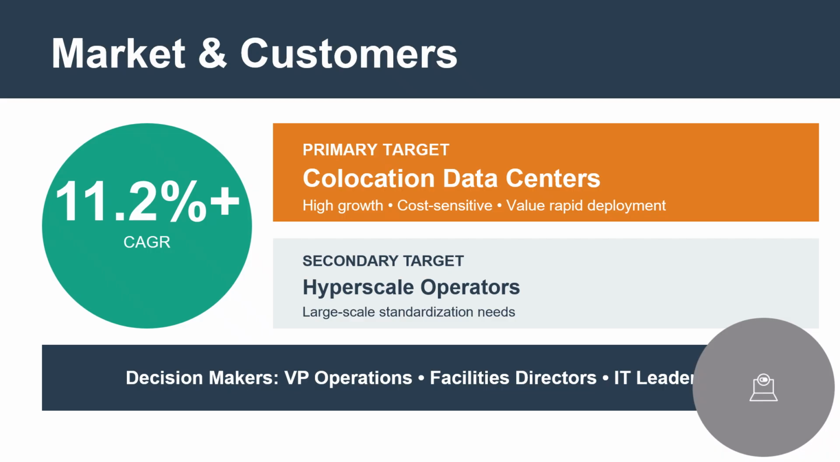Regardless of segment, the core customer needs are consistent: lower install costs, faster deployment, repeatability across facilities and jurisdictions, and confidence in compliance. The decision makers we need to reach are typically VPs of operations or facilities directors, people who are responsible for deployment timelines and budgets, and who feel the pain of current processes acutely. This segmentation helps us focus our resources on the customers where we can create the most value.